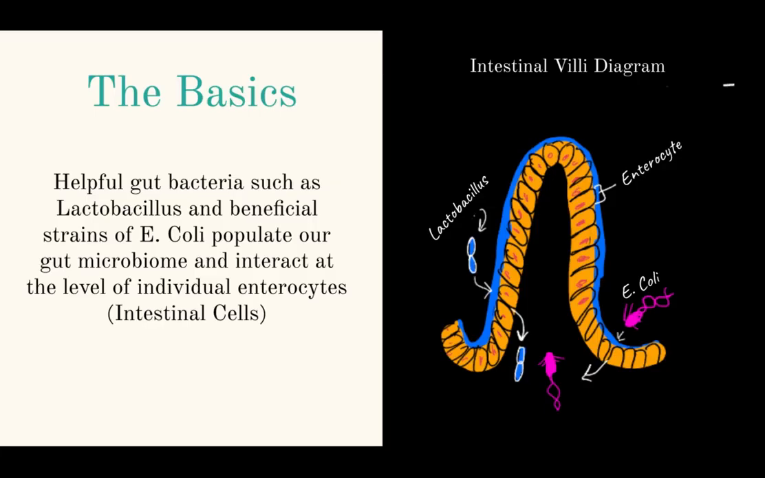So the basics. Helpful gut bacteria such as Lactobacillus and beneficial strains of E. coli populate our gut microbiome and interact at the level of individual enterocytes, aka intestinal cells. In my diagram here, I drew the actual villi itself, comprised of enterocytes, and the Lactobacillus and E. coli making their way through the villi and into the actual gut microbiome itself. The blue layer is the mucosal layer.